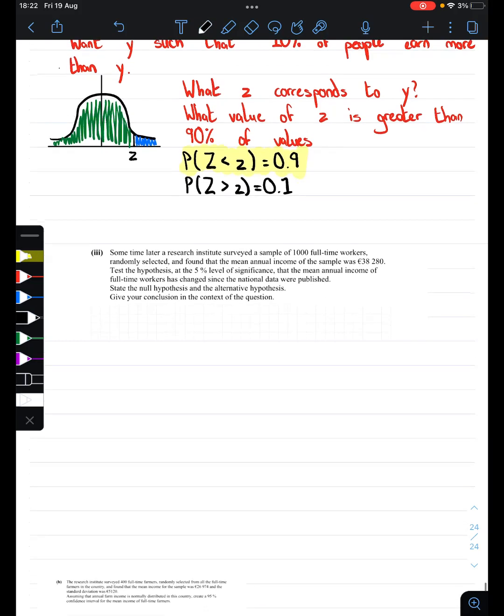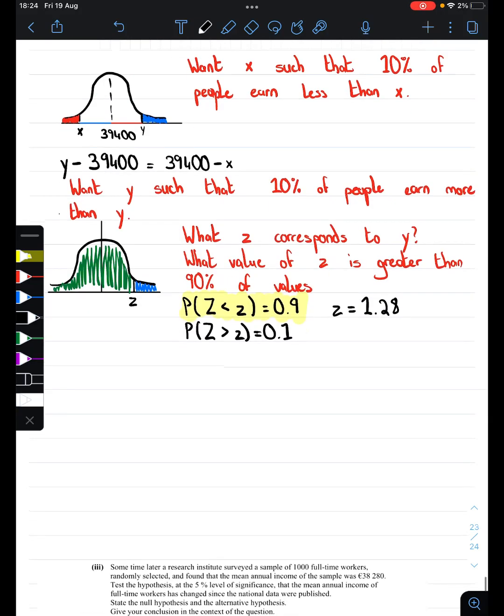Okay? And so if we look for 0.9 on the log tables, it's right around 1.28. So z equals 1.28, approximately. So our z is 1.28.